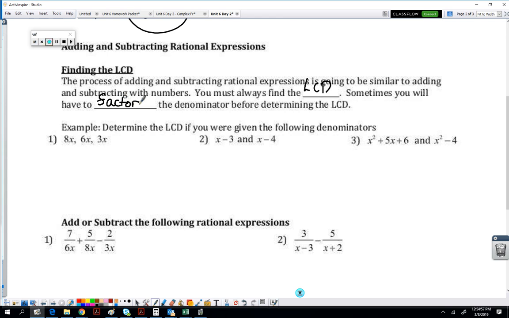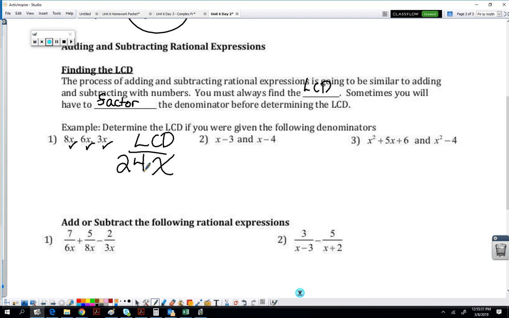So let's say you want to find the LCD if you were given these denominators. So for number 1, I want to find my LCD between 8x, 6x, and 3x. So what I'm going to do is start with the letter C. That means common. What do they all have in common? They all have an x in common. So I'm only going to write it down one time. And then I'm going to think about my numbers. What is the smallest number that all of them divide evenly into? And it is 24. So that would be your LCD.